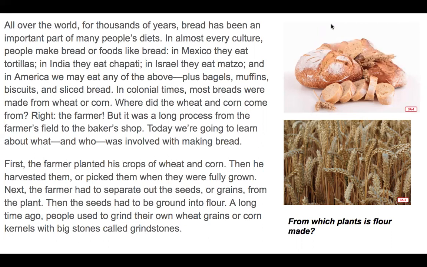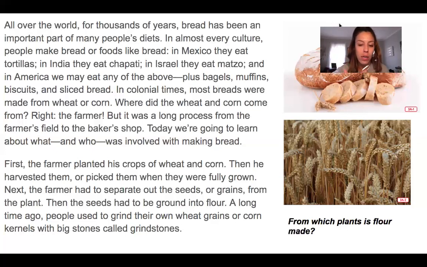First, the farmer planted his crops of wheat and corn. Then he harvested them or picked them when they were fully grown. Next, the farmer had to separate out the seeds or grains from the plant. Then the seeds had to be ground into flour. A long time ago, people used to grind their own wheat grains or corn kernels with big stones called grindstones.